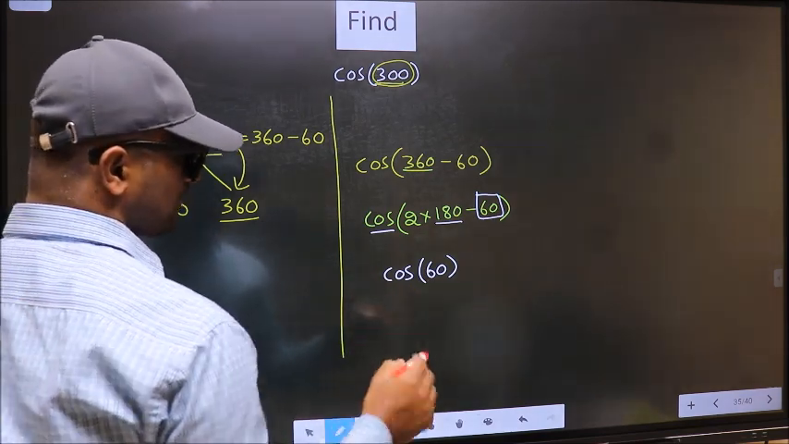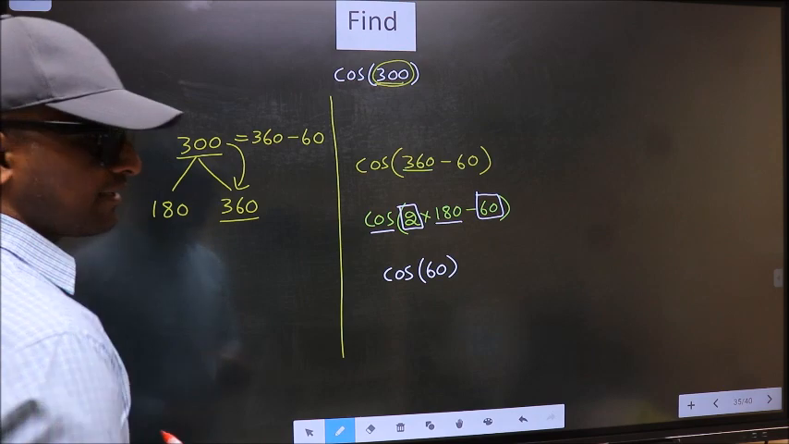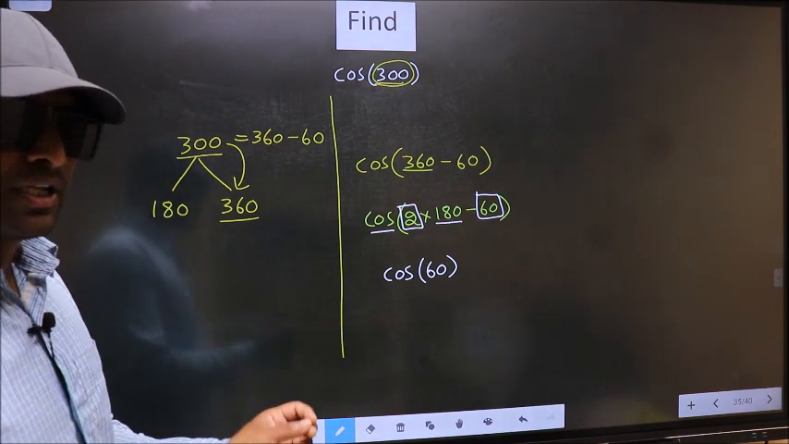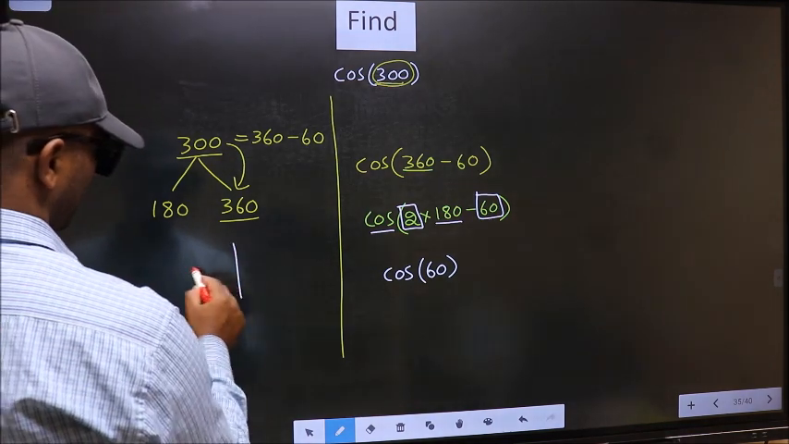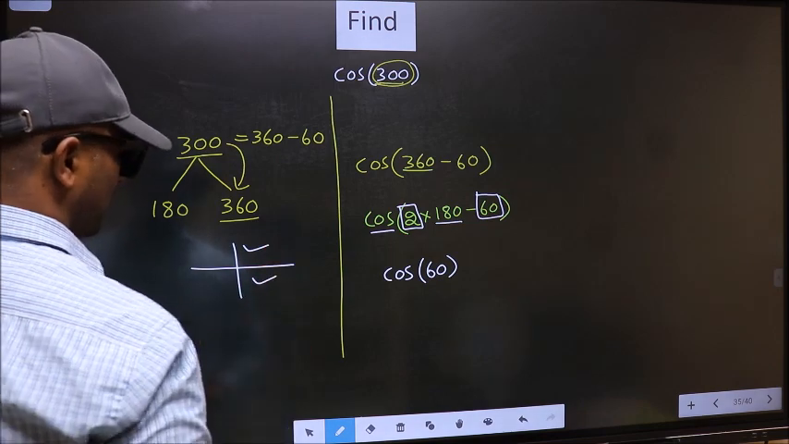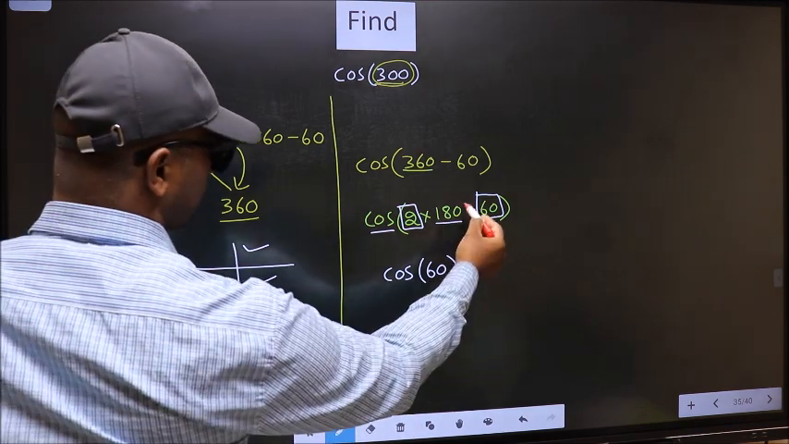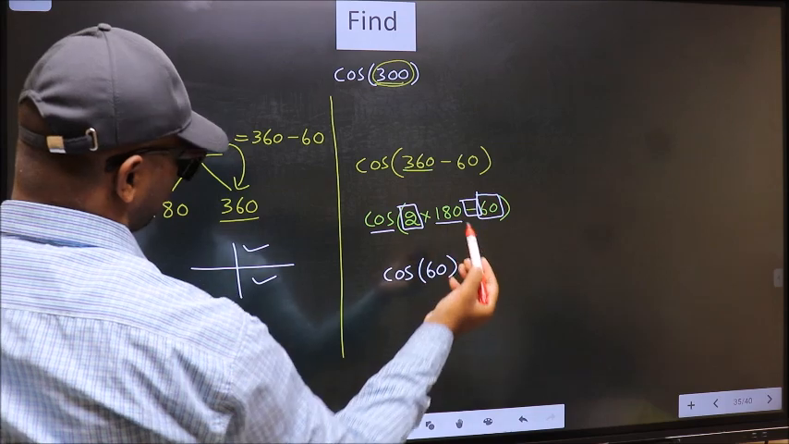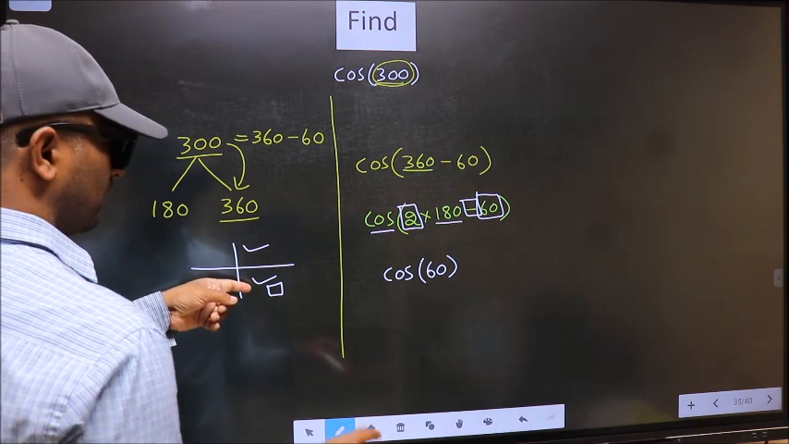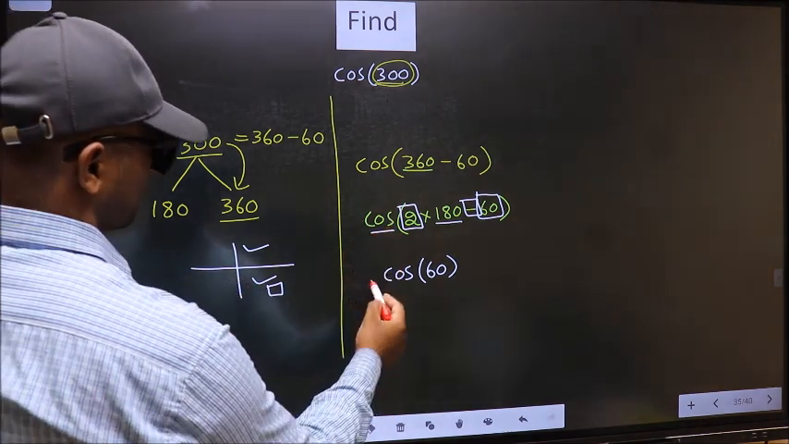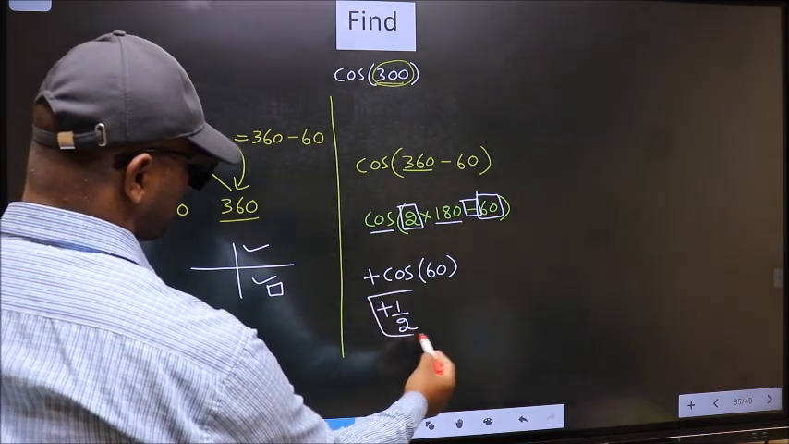To answer that, we should look at the number before 180, that is 2, and 2 is even, and all the even multiples of 180, they lie either in the first or in the fourth quadrant. So now to select the quadrant, we should look at this symbol. Here we have negative. That means angle lies in the fourth quadrant, and in the fourth quadrant cos is positive, so we should put plus. So plus cos 60 is 1 by 2. This is our answer.